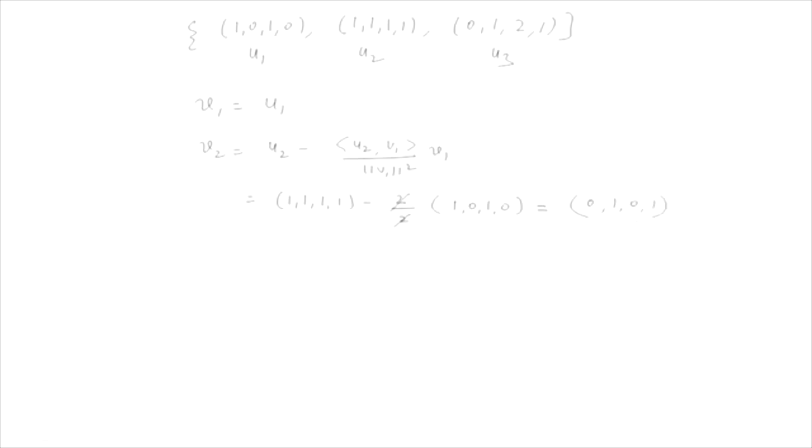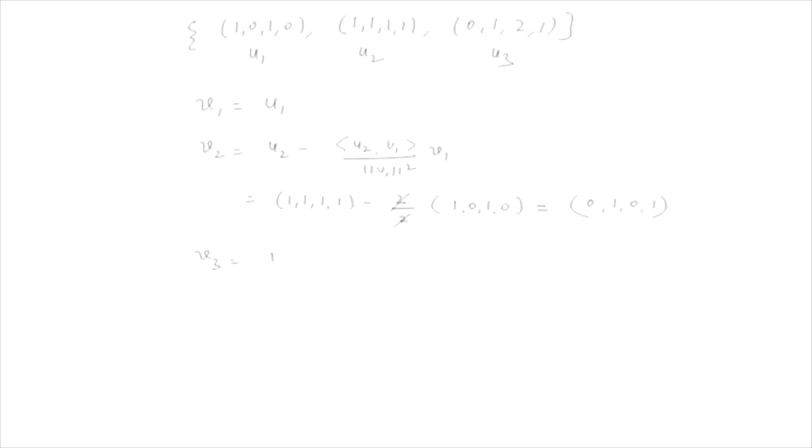Now, if you take the inner product of this with v1, which is u1, that means 0 plus 0 plus 0 plus 0, which is 0. So, that means we are going in the right direction. Okay. How do we find v3 now? V3 is again u3 minus the inner product of u3 with v1 upon the norm of v1 squared times v1, minus the inner product of u3 with v2 upon the norm of v2 squared times v2.